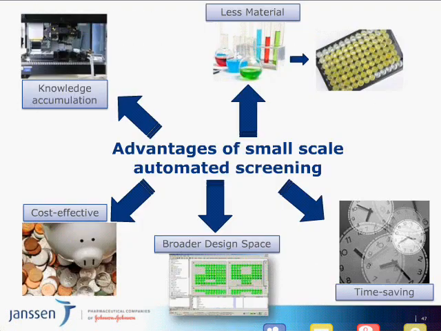So finally, the advantages of a small-scale automated screen is for sure that we have a much broader design space and we get broader knowledge after screening this. It's less time-consuming, so we need fewer man-hours. And we also need less material because we now work in 96 well plates. And finally, which is really important for business, it's cost-effective.